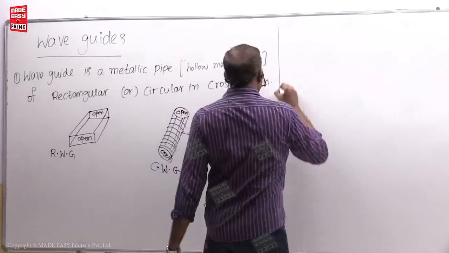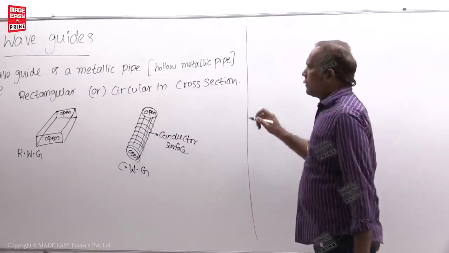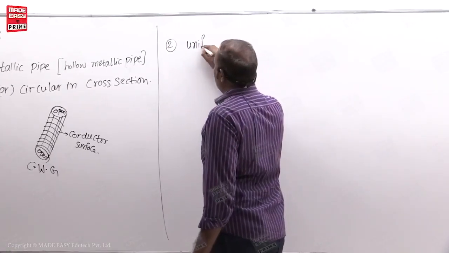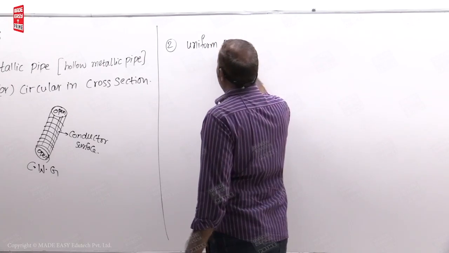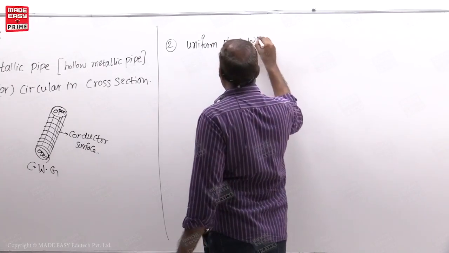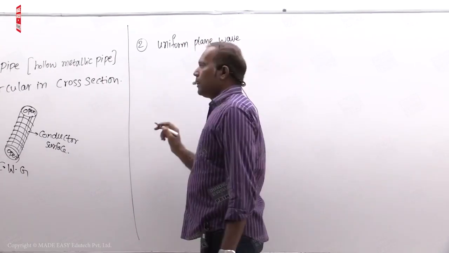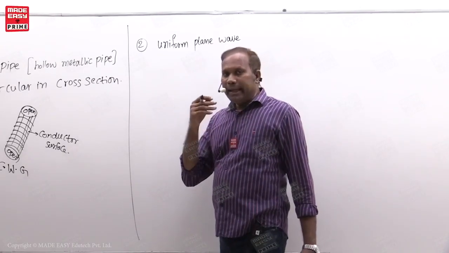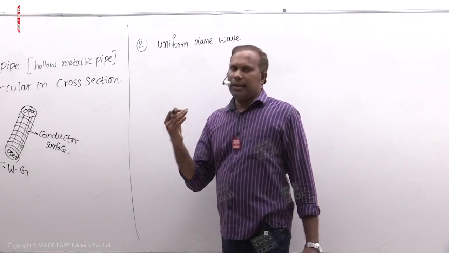So students, uniform plane wave chapter we have studied already. Here EM wave is radiated into the air, then it can go in any direction.